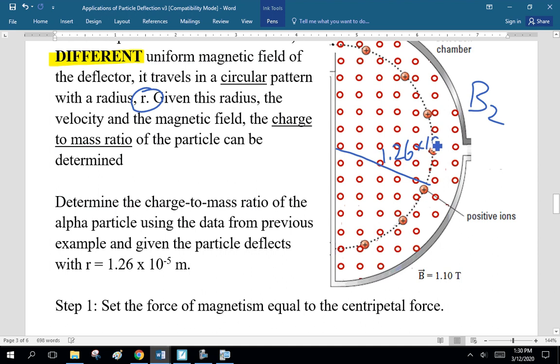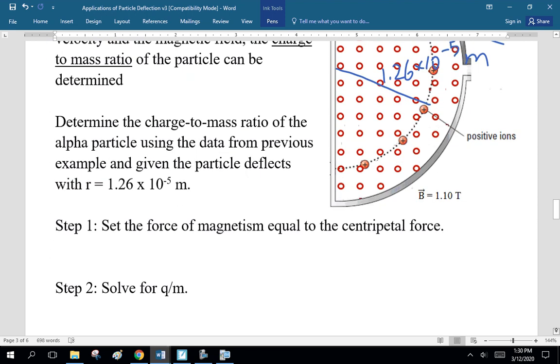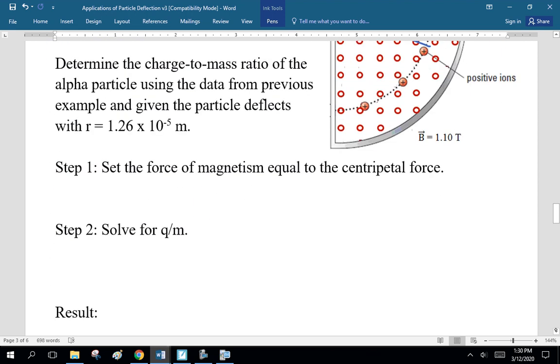1.26 times 10 to the minus 5 of a meter. Okay? So what's the first thing you have to do? Yes, someone can read. Good. Force centripetal equals force magnetic.